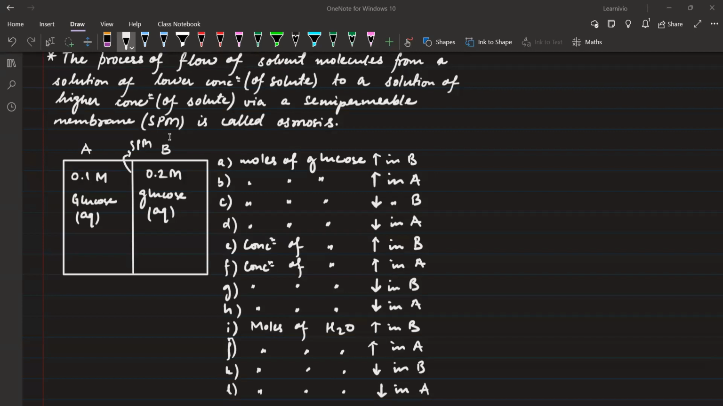See, osmosis will happen. In osmosis, we have different concentration. Solvent molecules will move from lower concentration of solute to higher concentration of solute. So, in this particular process, which of the following is going to be correct? Amarnath and Sufyan, did you understand the question? Understood. Okay.